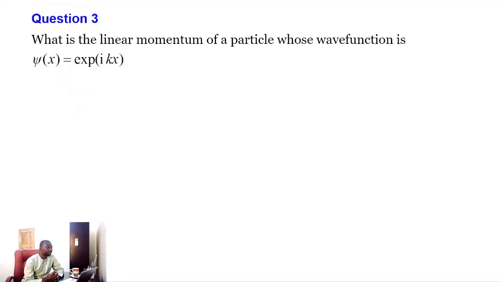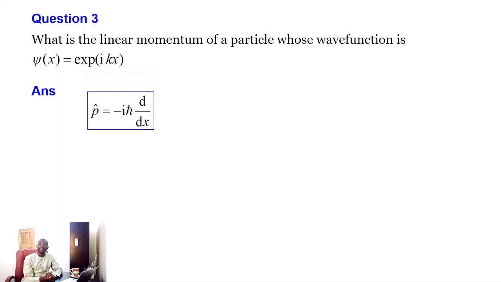Question 3 says, what is the linear momentum of a particle whose wave function is psi of x equal to exponential i kx, where i is a complex number, k is a constant, and x the position of the particle? We know that the linear momentum of a particle by quantum mechanics is given by the linear momentum operator, which is p with a caret on it, equal to negative i h bar times the first derivative. Of course, h bar is Planck's constant divided by 2 pi.